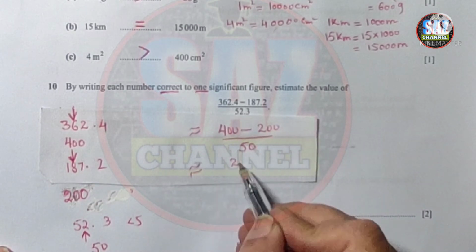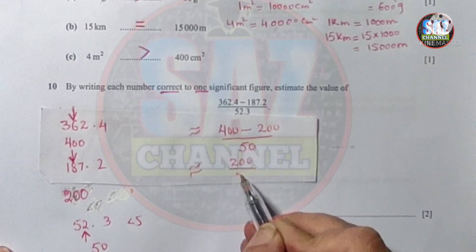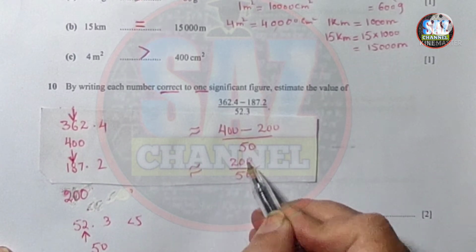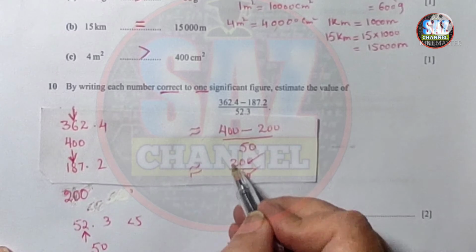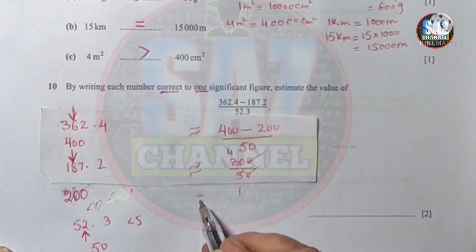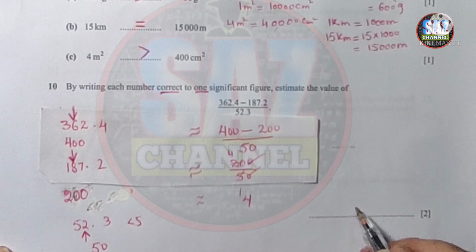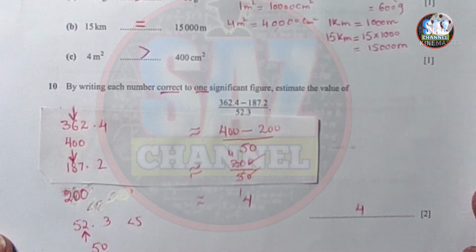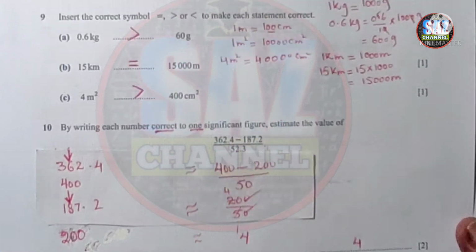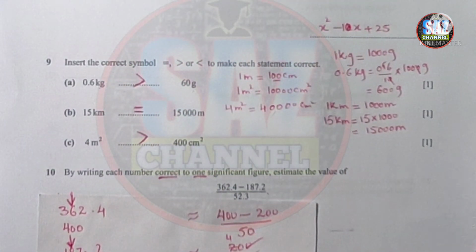This will give me 200 by 50, and 0 goes with 0, and 5 ones and 5 fours are... Learn how you can make your calculation easy and simplified. So 4 will be the answer. I hope you are clear about this question, and let me move to the next page.